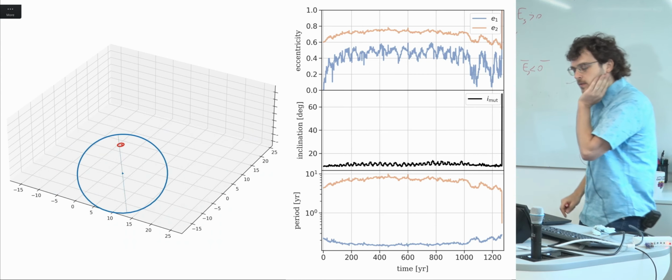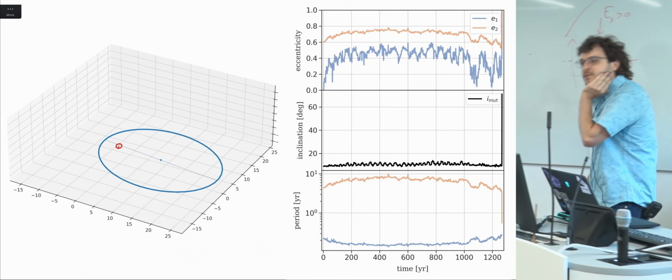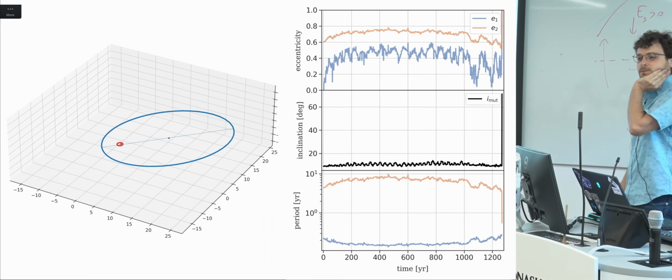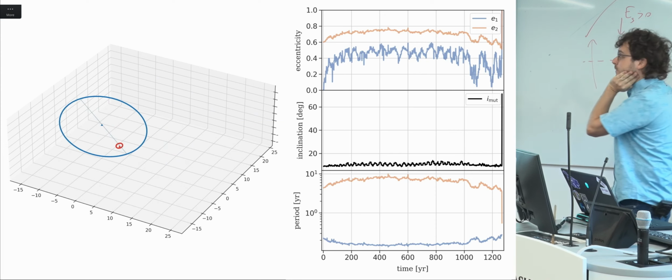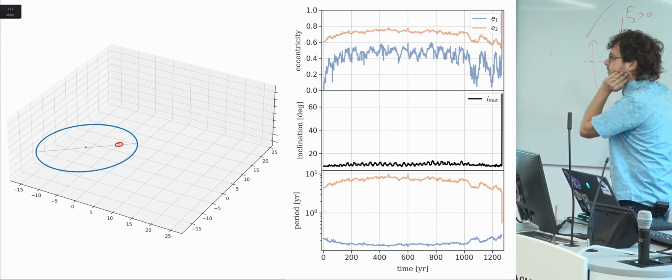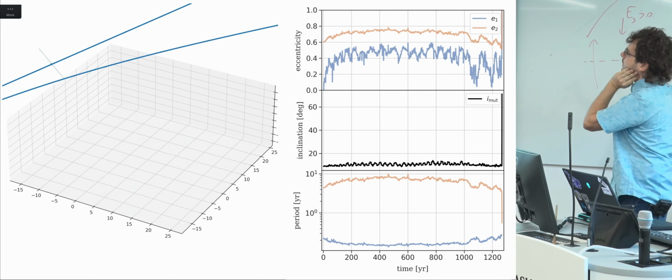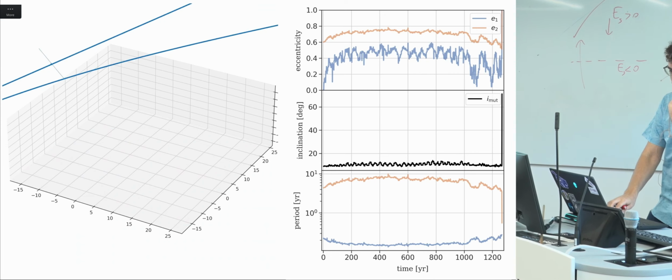Okay, but what happens if the separation is not enough? What happens is the triple breaks. We go from a hierarchical triple to a non-hierarchical triple. And this happens very quickly and very unexpectedly.